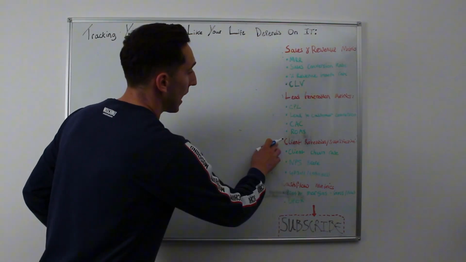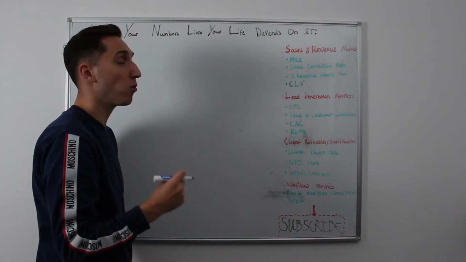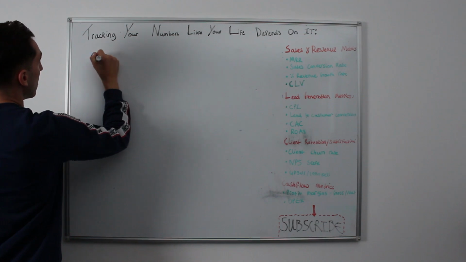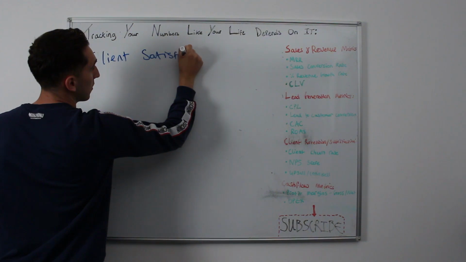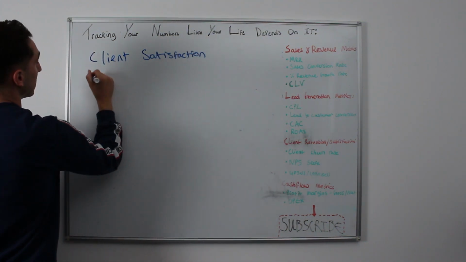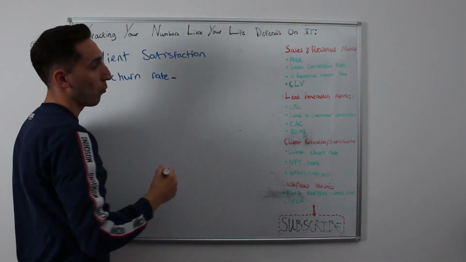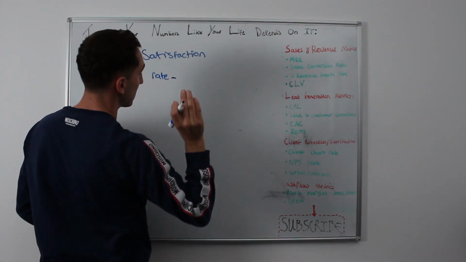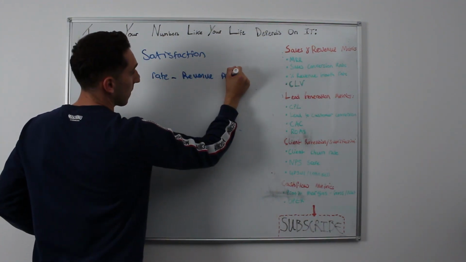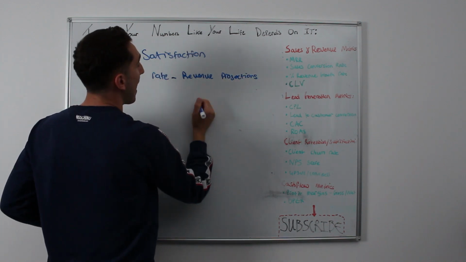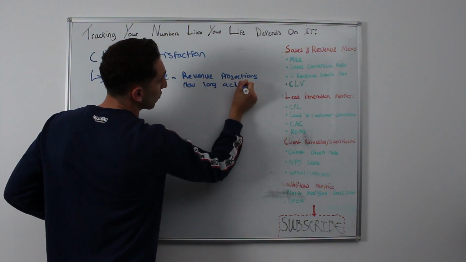So guys, when we look at client retention and satisfaction, we really need to understand why this data is so important for us as a business. If we can determine our data for client satisfaction, we can understand our churn rate. Now, our churn rate is when our clients are churning. And if we understand that, what we can do is start to do effective revenue projections based on how long a client is going to stay with us, roughly.